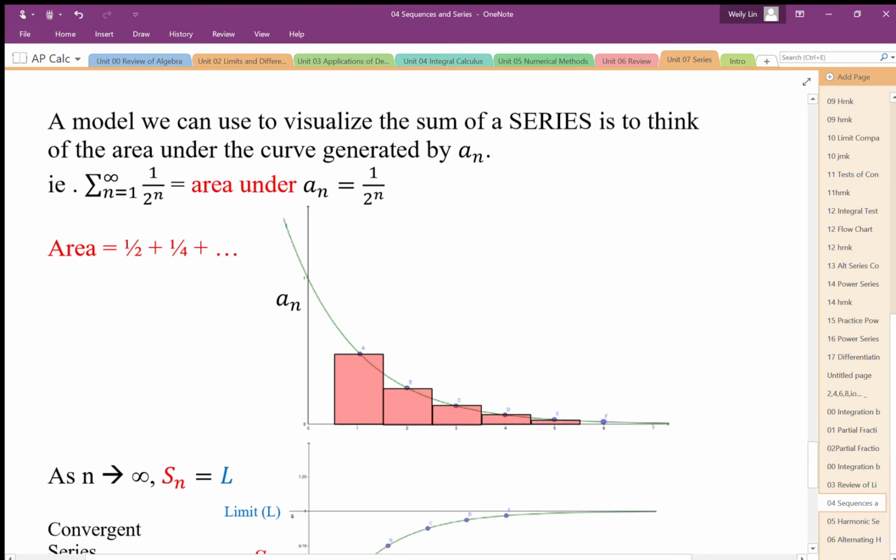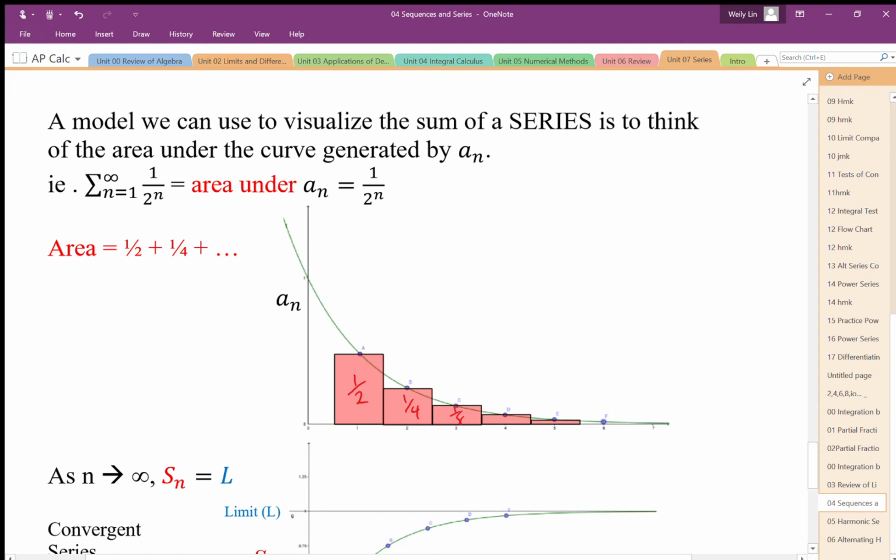Because if we take a look at how we find the sum of this series, each term we're going to give a width of 1 and a height of that sequence number. So in this case it's going to be 1/2 times 1. So the height is 1/2, we give it a width of 1, so that's going to give us an area of 1/2. This one has a height of 1/4 and a width of 1, so this is an area of 1/4. So this is going to be 1/2 plus 1/4 plus 1/8, etc.